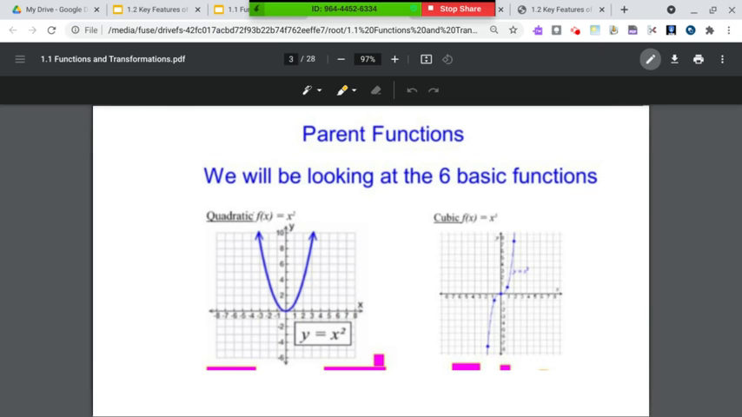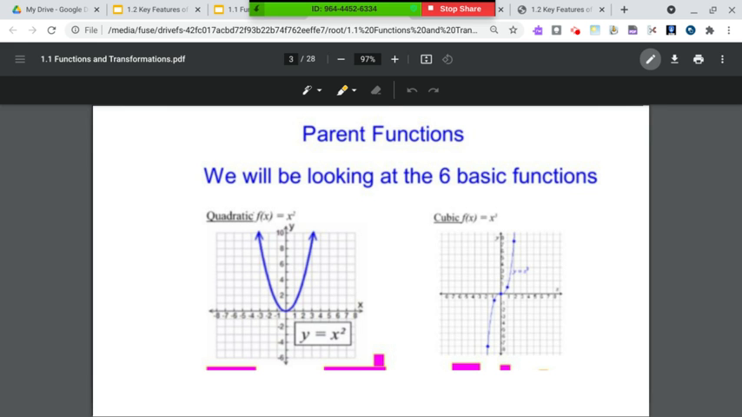Okay, so the title, if you're taking notes or however you're organizing what we do, would be considered functions and transformations. The first thing that we're going to look at are just the 6 basic functions, and you'll see these functions throughout this course.